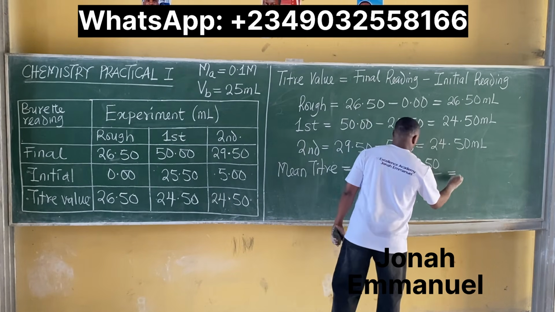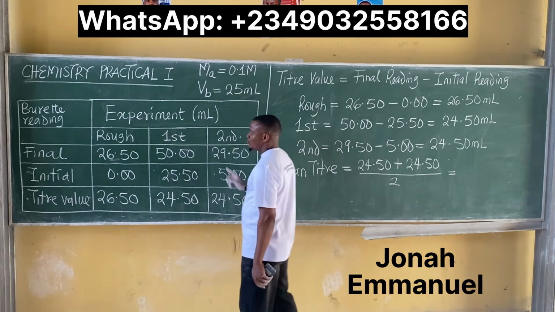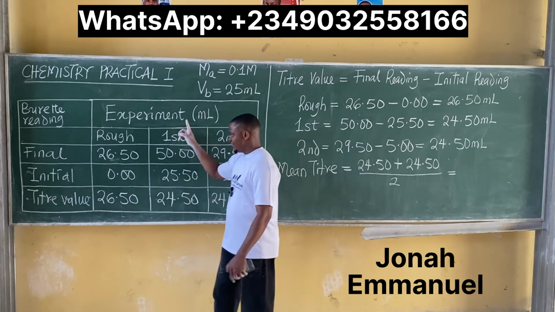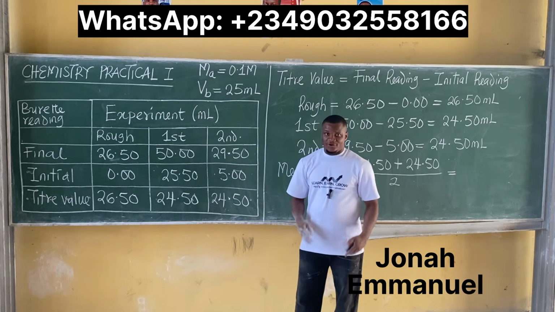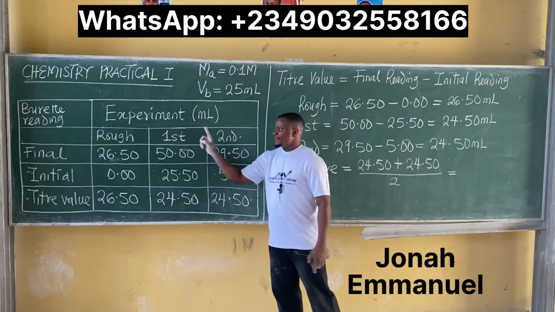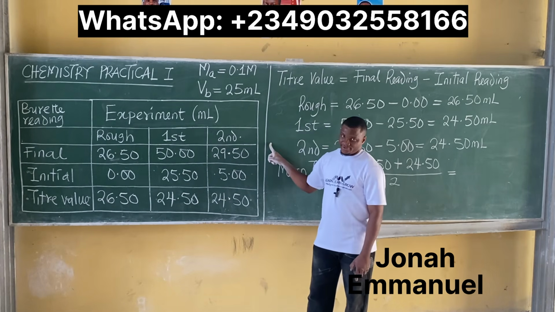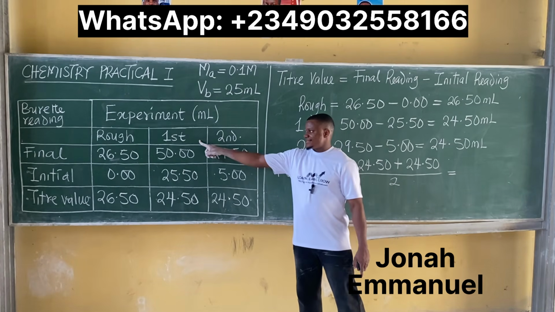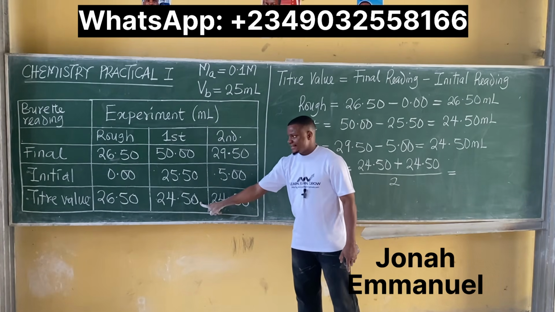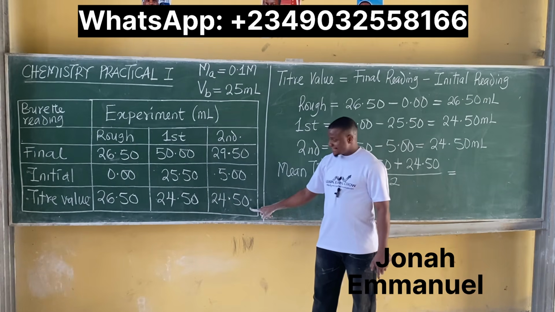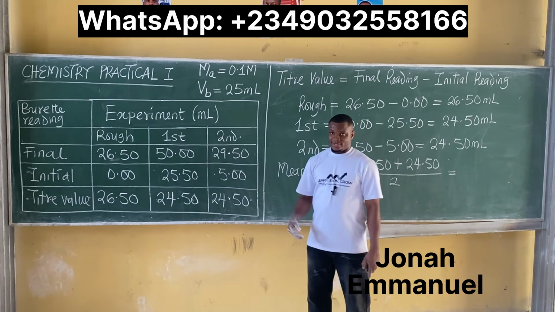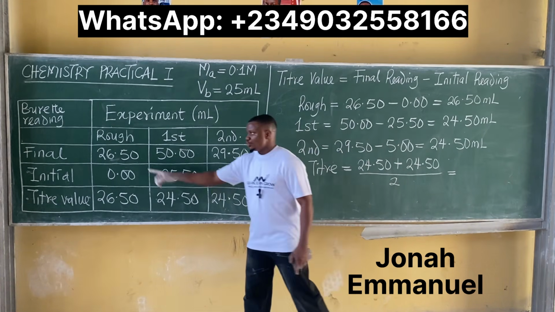Please note that when it comes to getting the mean titer, you do not use the rough. Please do not use the rough. Just take only the first and second. If in your exam they give you rough, first, second, and third, for the mean titer it becomes the first titer value plus the second titer value plus the third titer value, divided by 3. But do not use the rough.